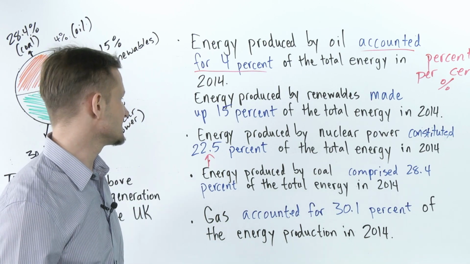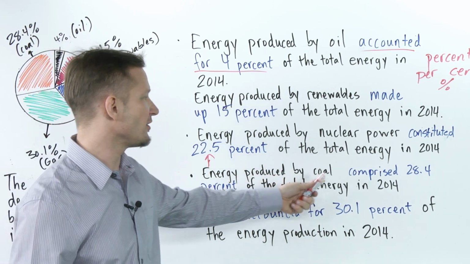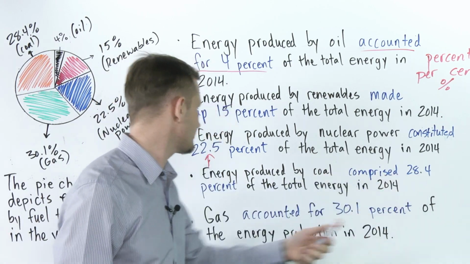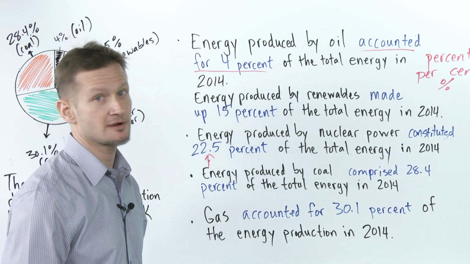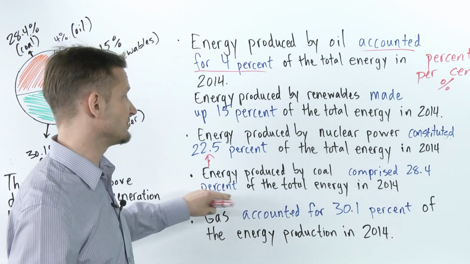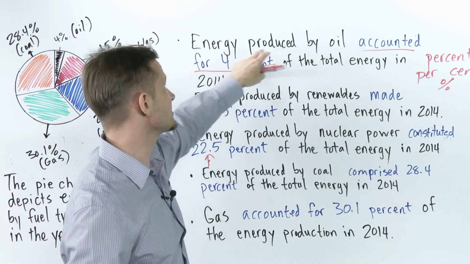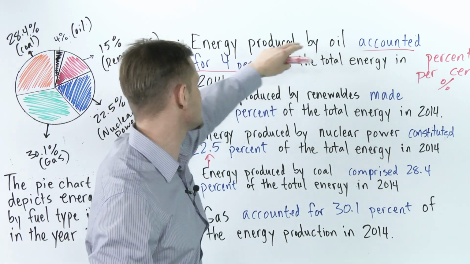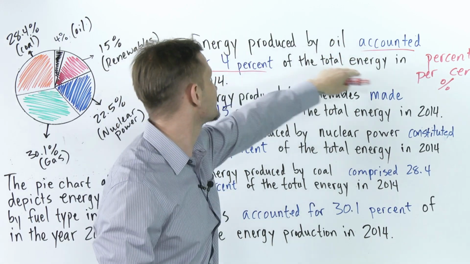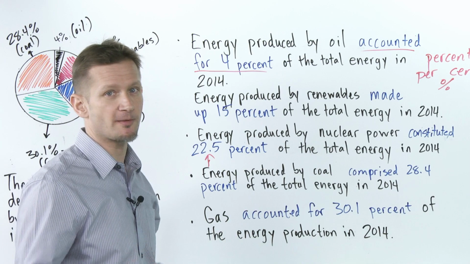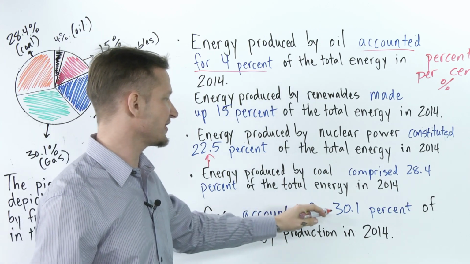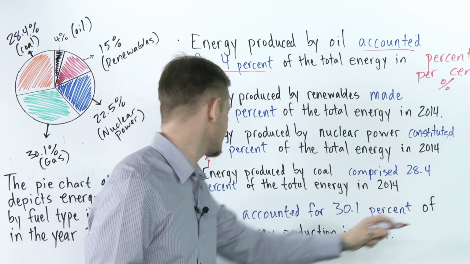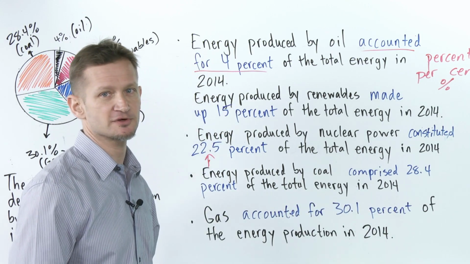All right, next. Energy produced by coal comprised 28.4% of the total energy in 2014. Again, same thing. You can use comprised up here: energy produced by oil comprised 4% of the total energy in 2014. You can swap them around, no problem. Last one: gas accounted for 30.1% of the energy production in 2014.